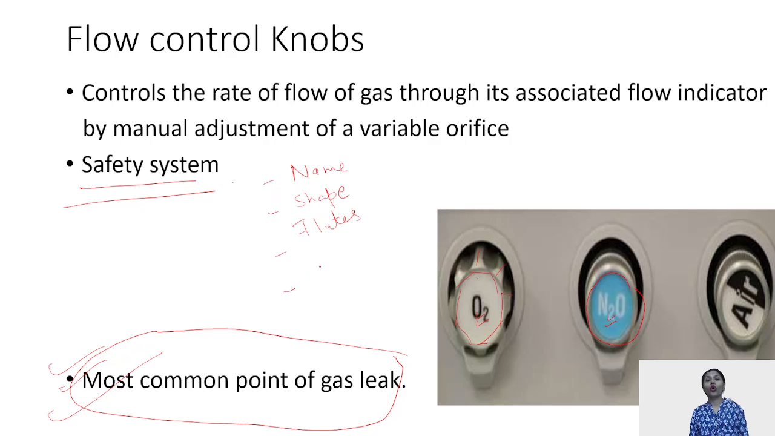An oxygen knob is always 2 millimeters beyond the nitrous oxide. It is always ahead of the nitrous oxide by 2 mm. And the minimum distance between them is 20 mm. At least this distance has to be maintained between the various flow control knobs. This is your safety system of flow control knobs to prevent any hypoxic mixture from reaching the patient.